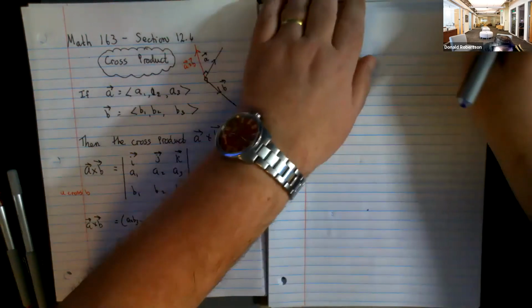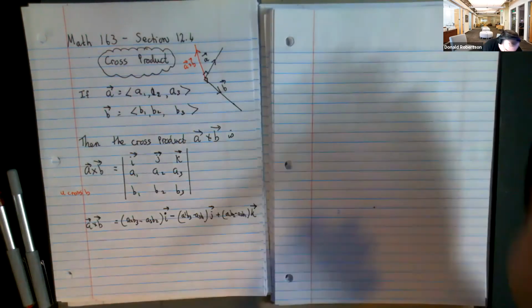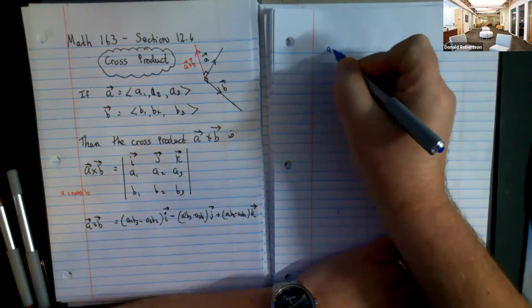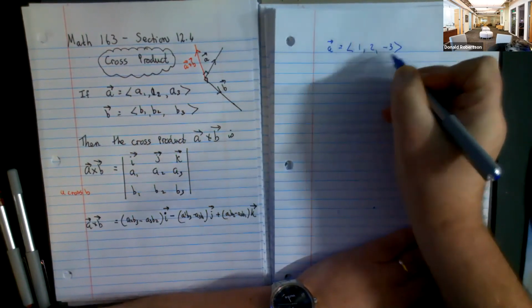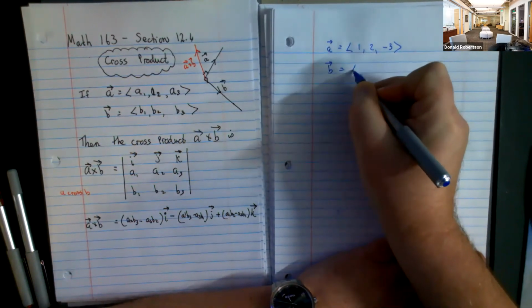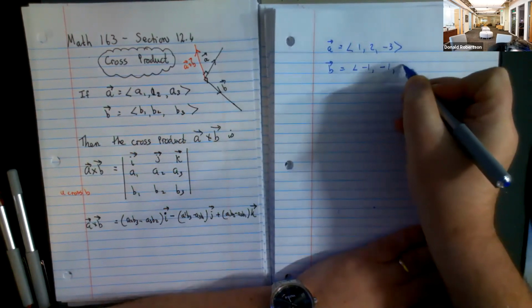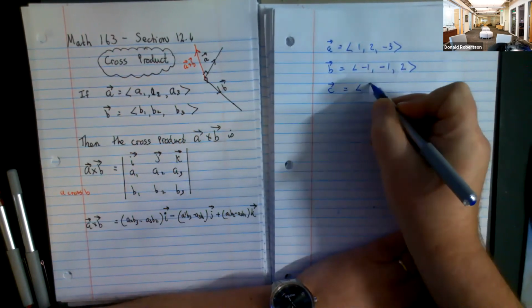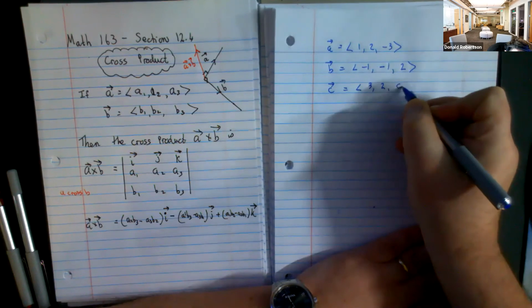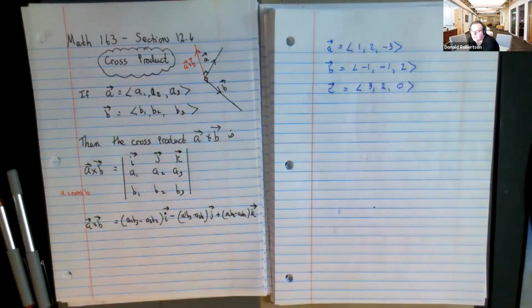So let me give you what is a bit of a strange question. Here is a vector A: 1, 2, -3. B is going to be the vector -1, -1, 2. And C is going to be the vector 3, 2, 0. And we're going to look at calculations involving cross products and 3 vectors, A, B, and C.